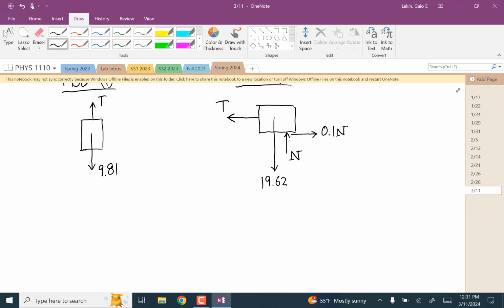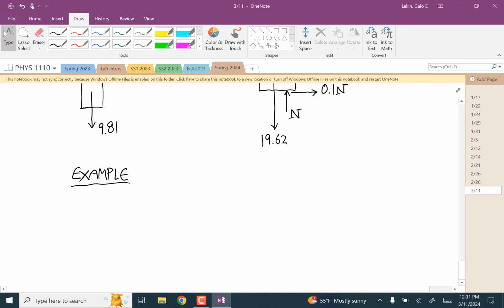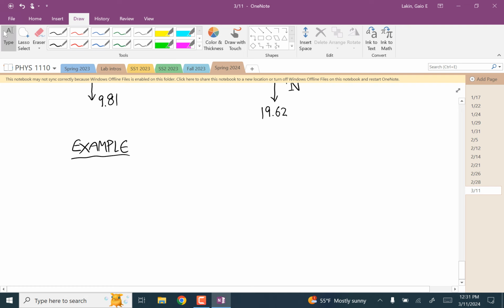Okay, I'll give you a couple of examples and give you a little time to work through them. So first, let's make these rolling. So let's say we have these two carts that are in contact.